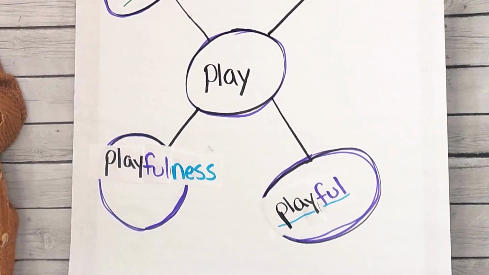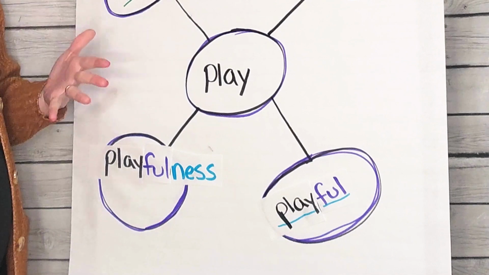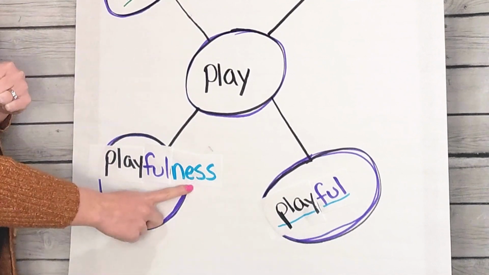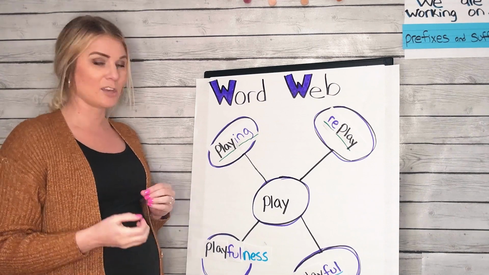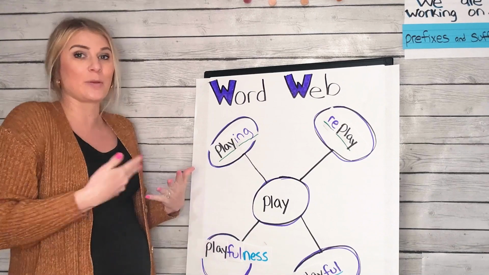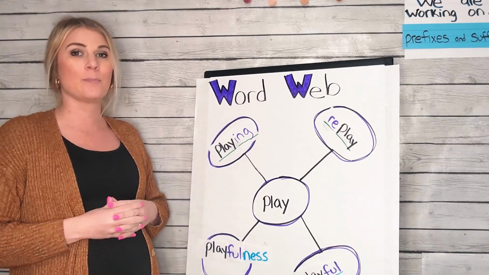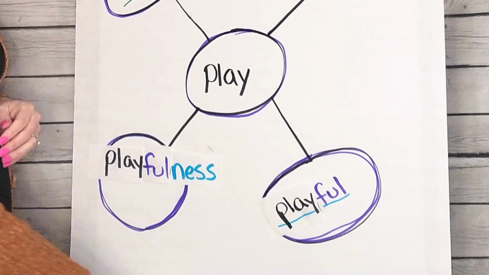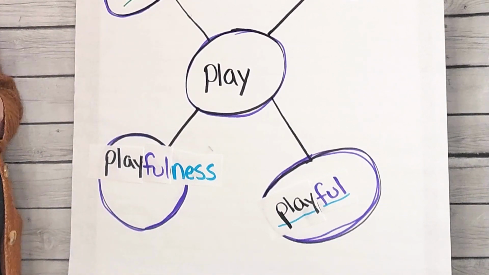Playfulness. I already know what playful means. That means something full of play. And I wonder what that suffix ness means. I think it means the quality of having. So it's the quality of having playfulness, or something is playful. My puppy was full of playfulness as it ran up and down the sand dunes. I'm going to underline this word yellow because playfulness is actually a noun. It's a thing.